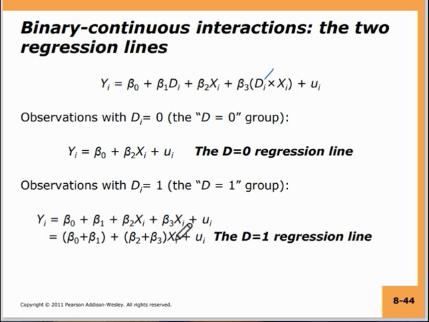Now if you take xi out of the bracket, and put a bracket around the two constant terms and around beta 2 and beta 3, then you get a new regression line. Beta 0 plus beta 1 is your new intercept, and beta 2 plus beta 3 is your new slope for the di equals 1 group. So now you are able to specify two different lines with two different intercepts and two different slopes.